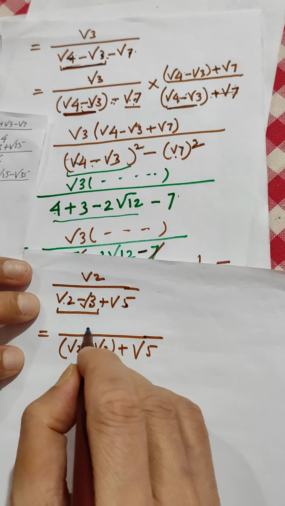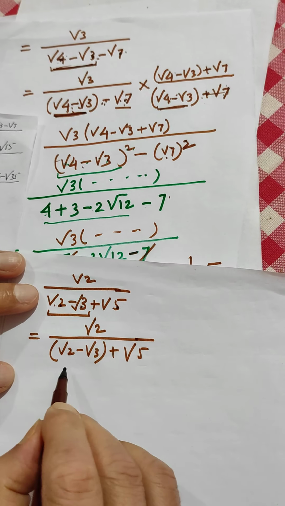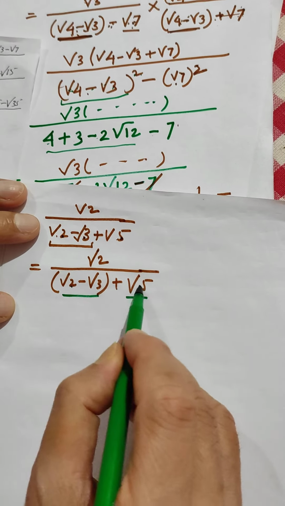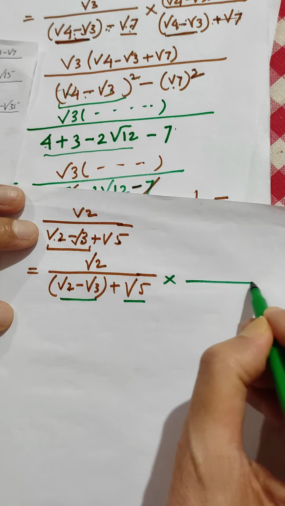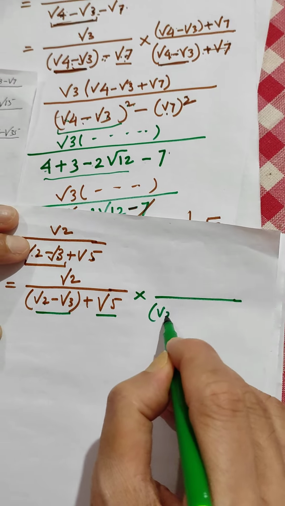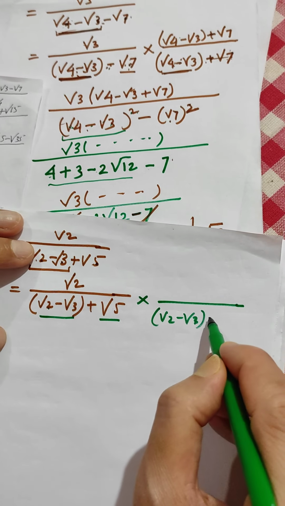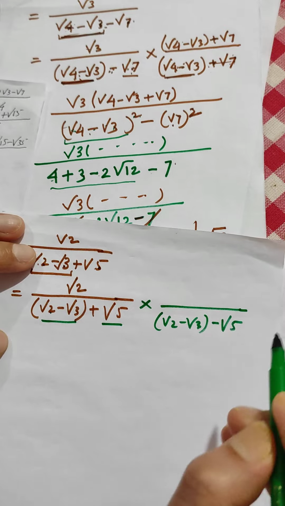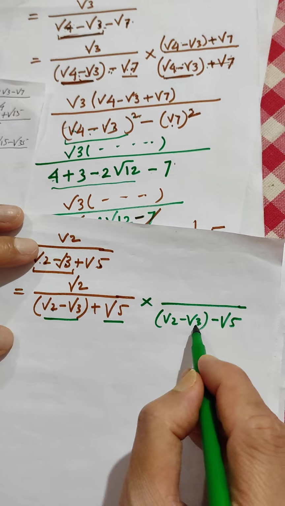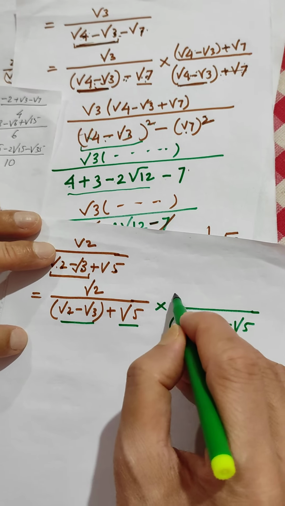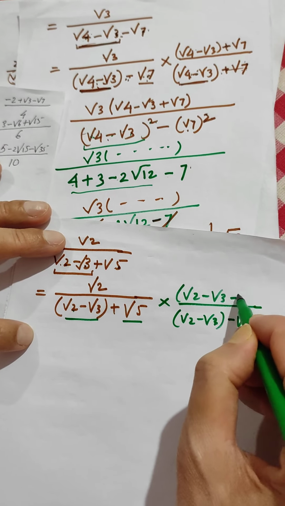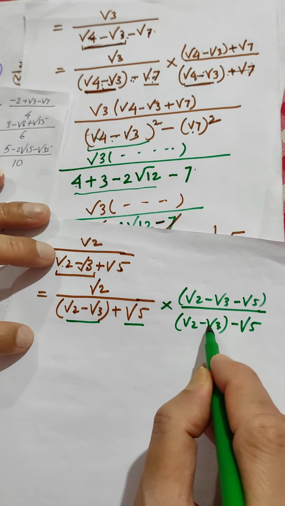Okay. Now numerator root 2. Now this is A, this is A, this is B. So A plus B. So you have to multiply by A minus B. Okay, that is a rationalizing factor. So you have to multiply by root 2 minus root 3 minus root 5. Okay, this is A plus B. So you have to multiply A minus B, so that you can use the formula A square minus B square. So the numerator also we multiply by root 2 minus root 3 minus root 5.